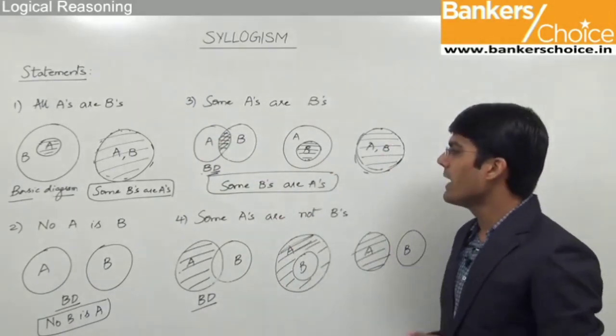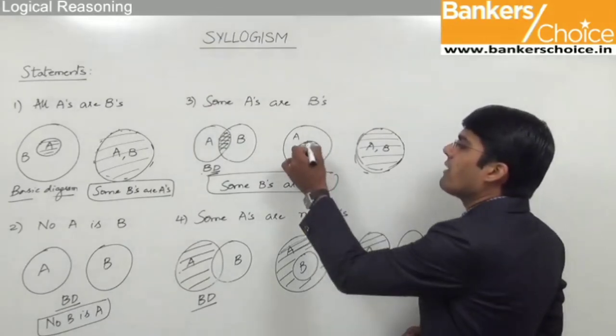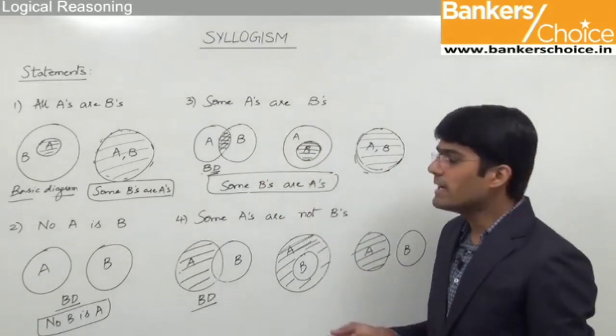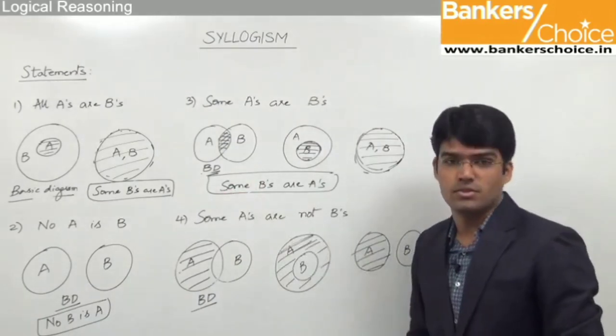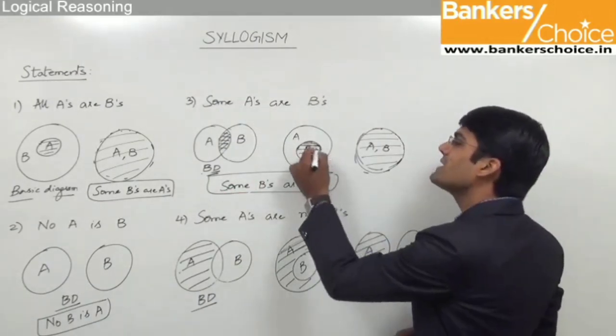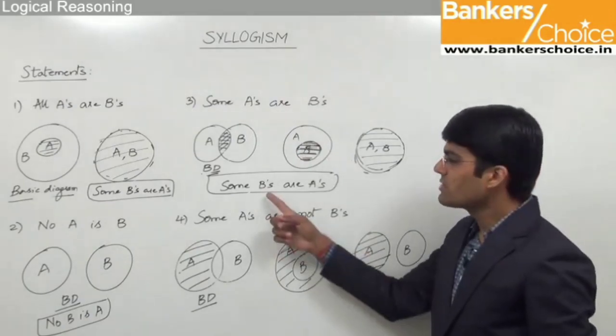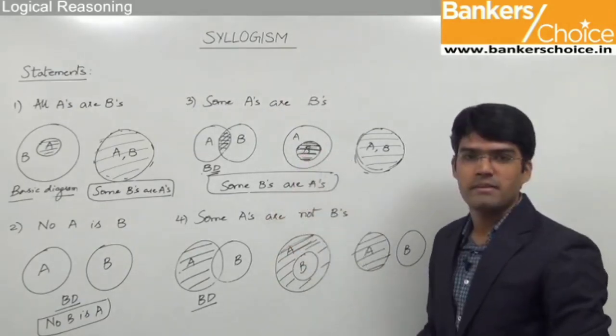Moving on to the second one, here we find that B is inside the circle A. And as we have already discussed, some also refers to all. So here, all B's are A's is nothing but some B's are A's. So the conclusion satisfies the second diagram as well.